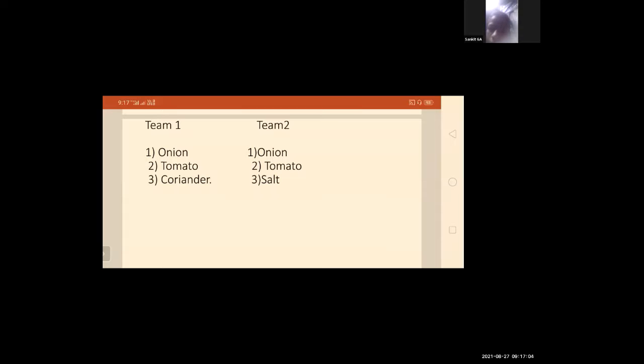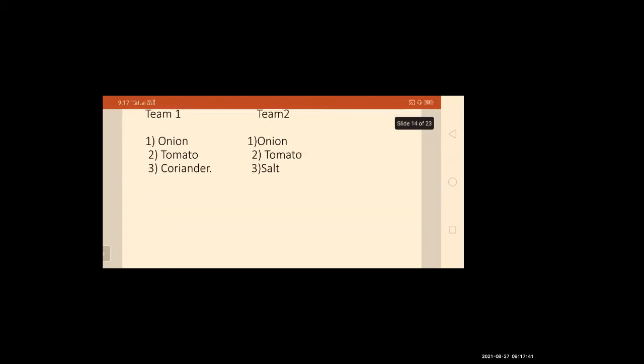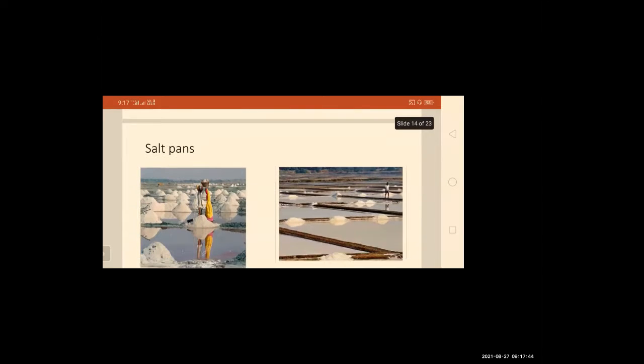Because first team is not having salt and second team is having salt. And we know that each of our food item is having taste because of salt only. If we will not add salt to any of the food item, it will be tasteless. It will not be delicious. Okay. So the salt is the very important ingredient of our daily meal. We cannot eat our food without salt.